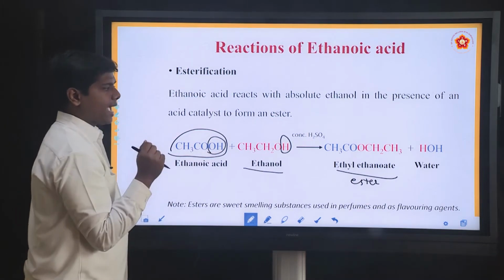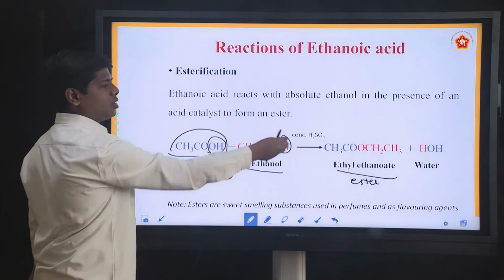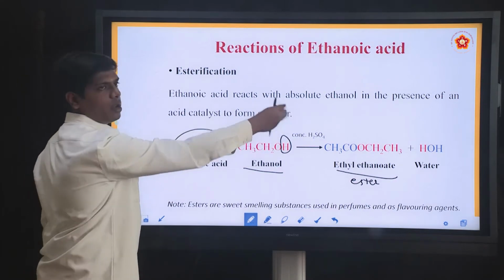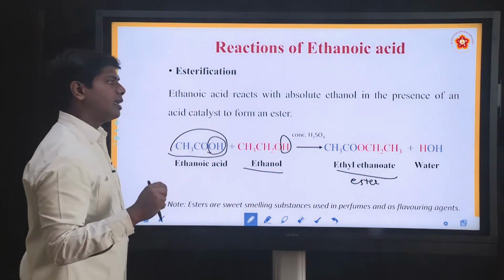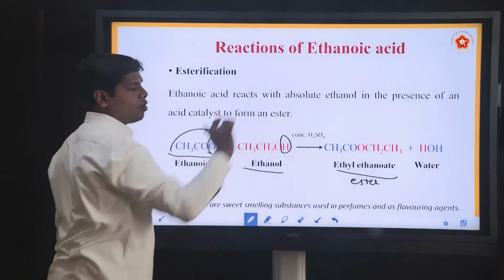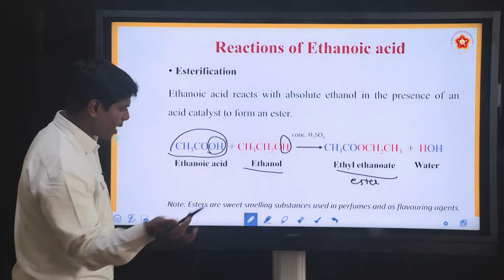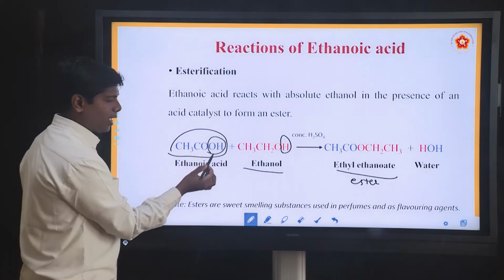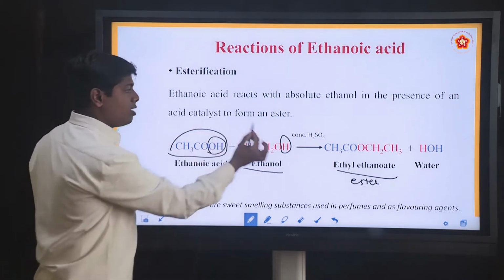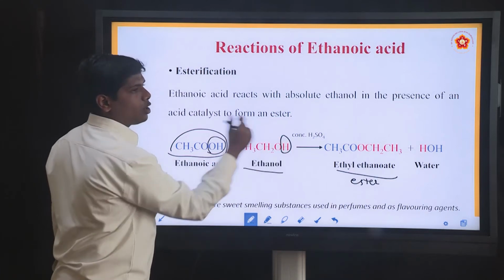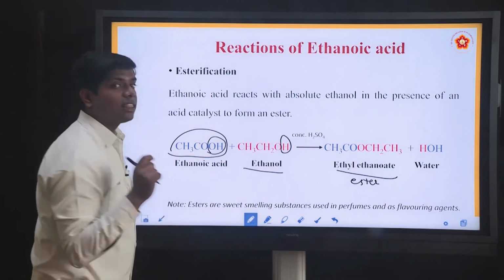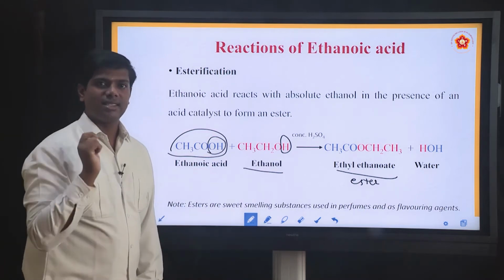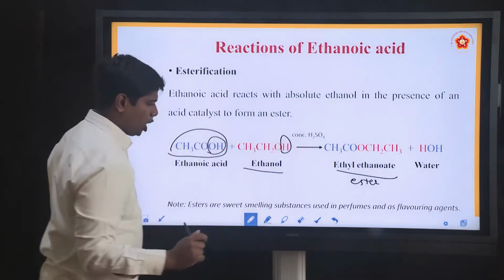Here, indirectly, H2SO4 acts as a dehydrating agent. Here a water molecule is removed. See, that is the water molecule. Once again I will explain. From ethanoic acid, OH is removed. Here from ethanol, a hydrogen atom is removed. Then it forms ethyl ethanoate.